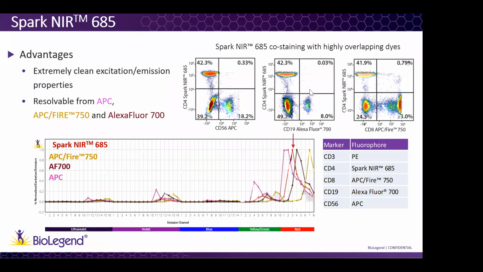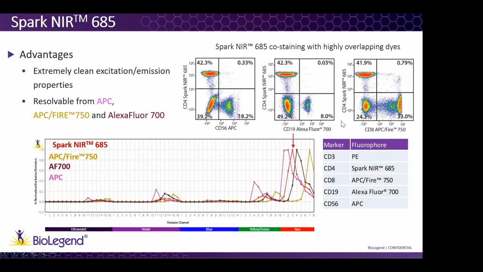And then the other Spark dye we have is Spark NIR 685, which also has extremely clean excitation and emission properties. And it's resolvable from APC, APC Fire 750, and Alexa Fluor 700. So here you can see how it looks in a full spectrum instrument, and then how it performs when co-staining with highly overlapping dyes.